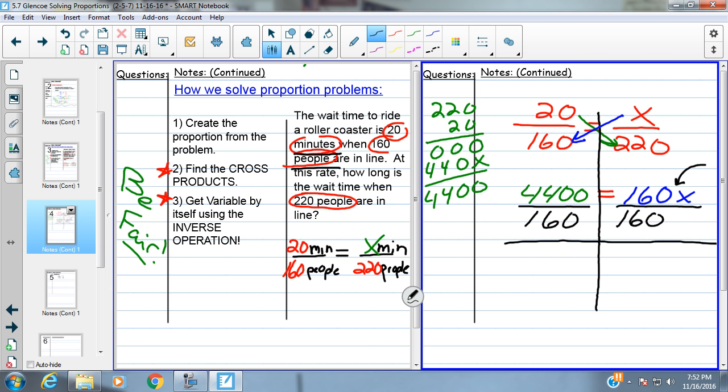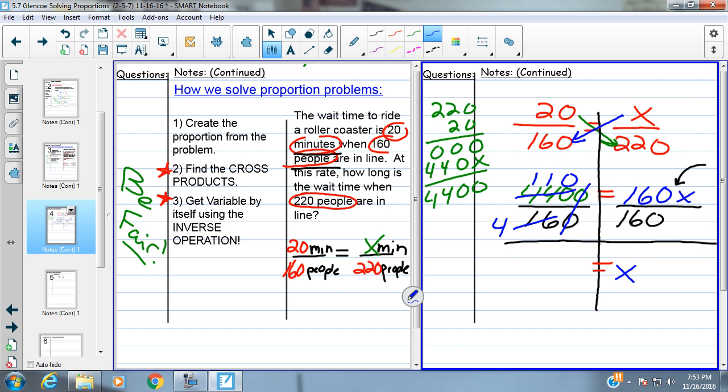What is 160 divided by 160? Yeah, that's the number 1. And what's 1 times x? That's just an x. The equal sign still coming straight down. And on this left side, we're going to do some reduction first. We can cross out those zeros. It looks like these numbers have a 4 in common as well. 16 divided by 4 is 4, and 440 divided by 4 is 110.